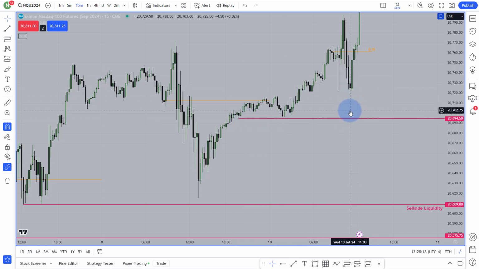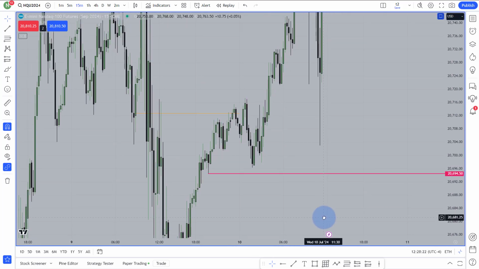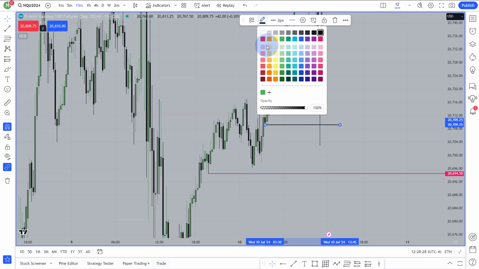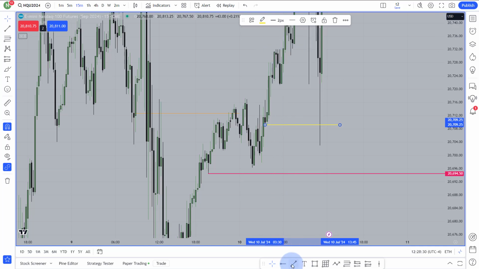At the same time, this low reached until the last fair value from the 15-minute chart. Now if I mark this fair value from the 15-minute chart, you will see that it's a very small fair value, but still it's valid because this is only a 15-minute last fair value. So it reached until this 15-minute bullish fair value over here.